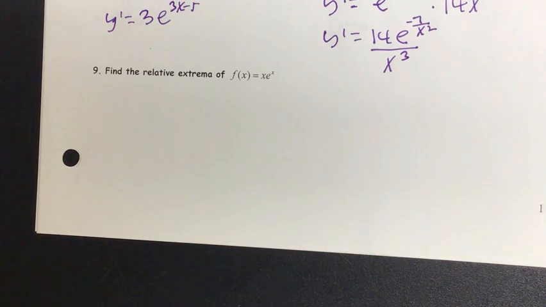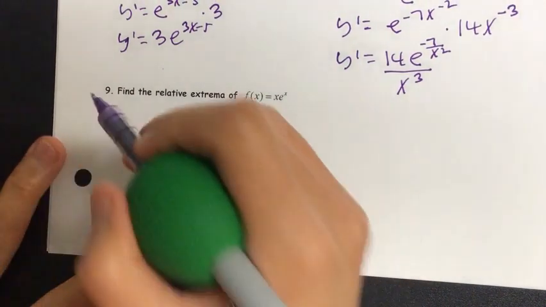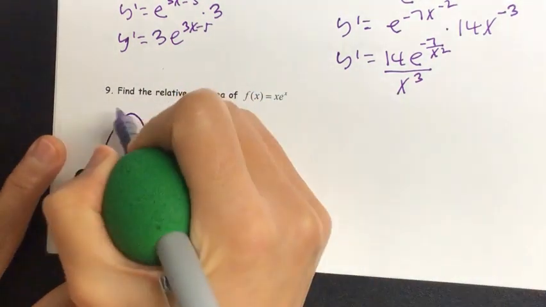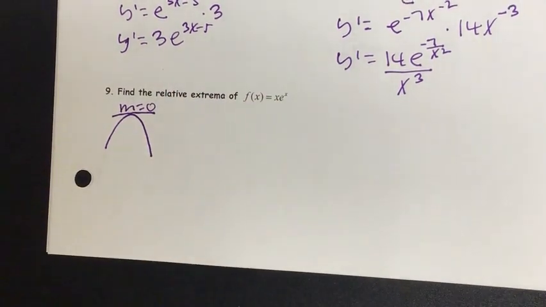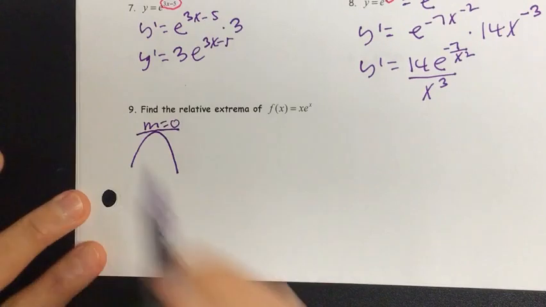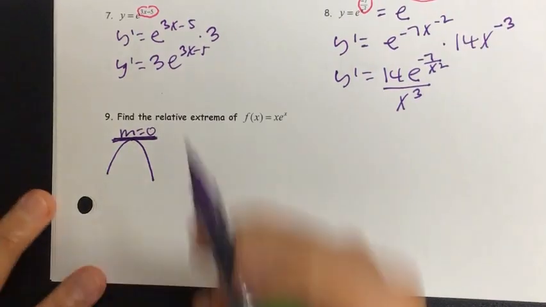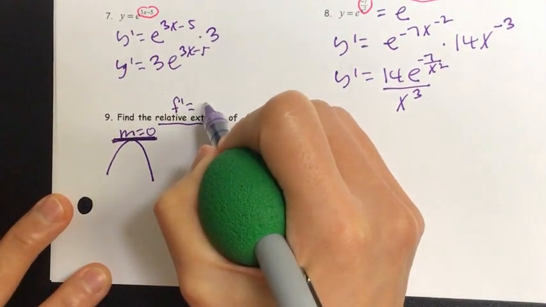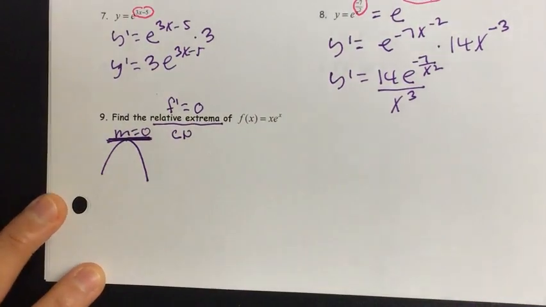On number 9, what do we remember about relative extrema? It's changing direction, or changing from positive to negative. In this case, when your slope is equal to 0. I don't know why my line is slanted. It's supposed to be horizontal. All right, so relative extrema happens when f prime, which is our slope, is equal to 0. And that's going to give us our critical numbers to test from.